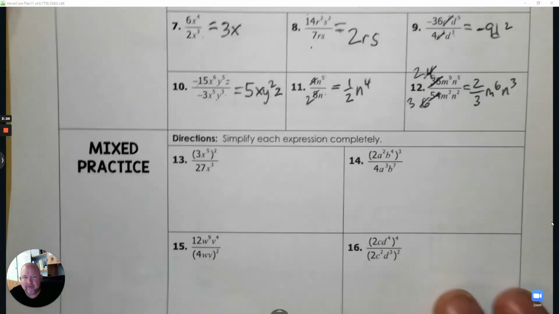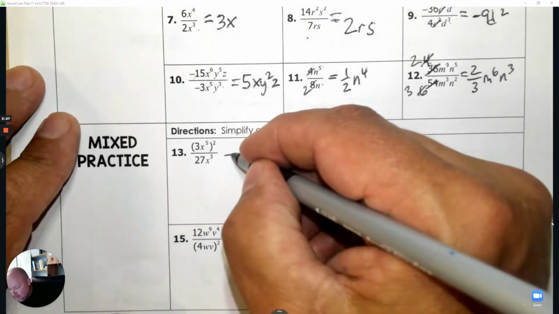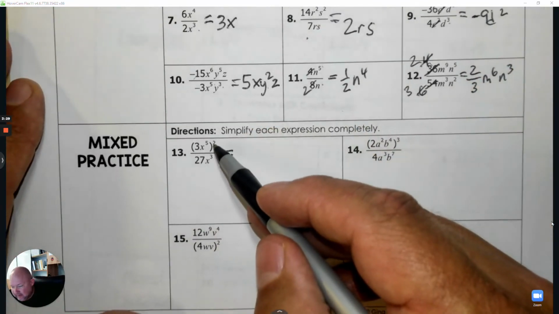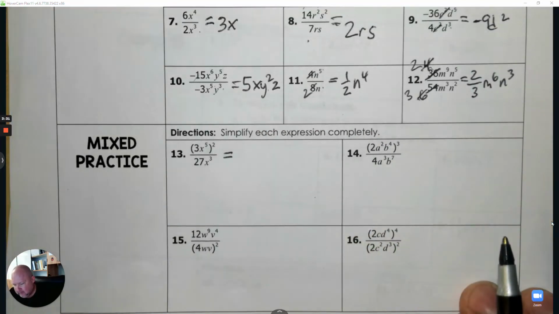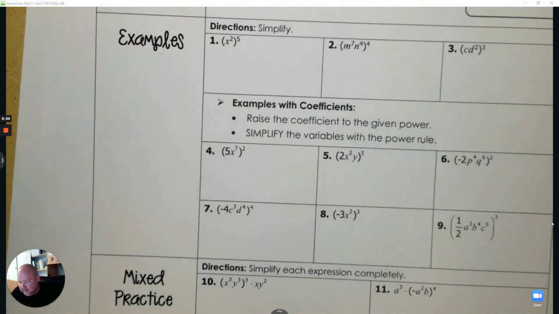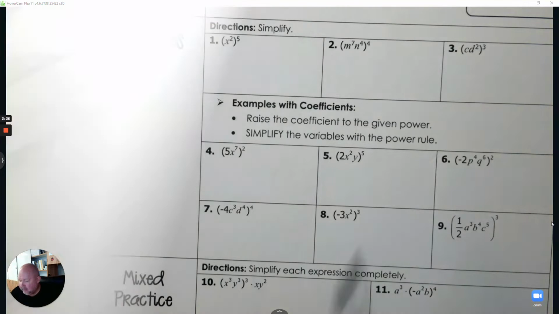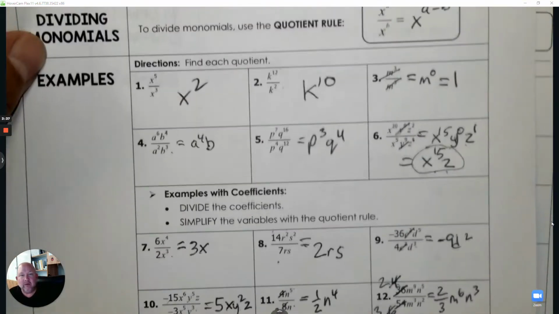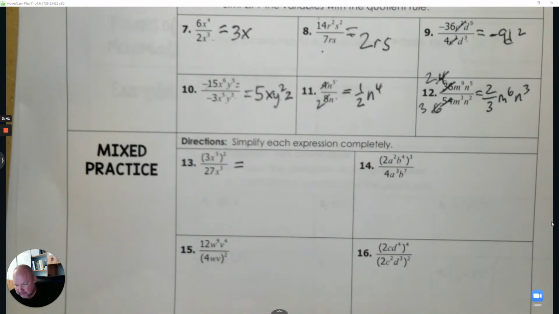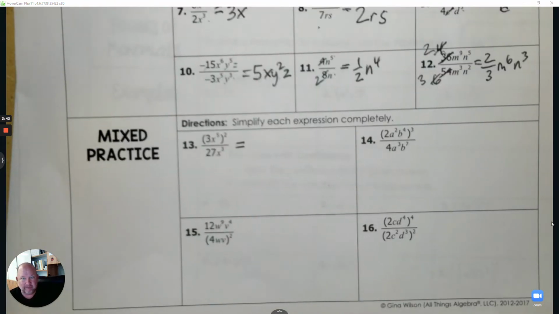Some mixed practice here underneath. Now, when I see an exponent, I wonder if I did it the wrong way. Should it be powers first? All right. This is what I'm going to do. So I did the quotient one. The mixed practice is with the rule from before. So I got the order wrong in the page. It's going to be okay.